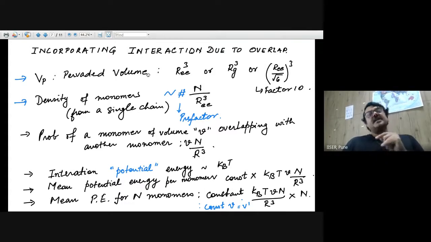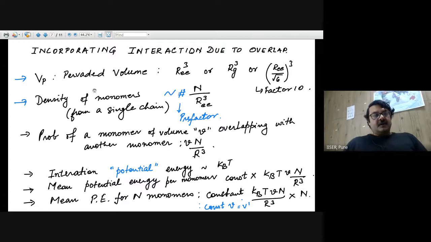Yes, I remember in the last class I said that RG is a better estimate of the size of the polymer chain. Yes, you can use RG as well. If you're talking about a linear polymer chain, then RG equals REE by root 6, as I showed. Root 6 is some number slightly greater than 2, and if you take its whole cube, the pervaded volume will change by a factor of 10.